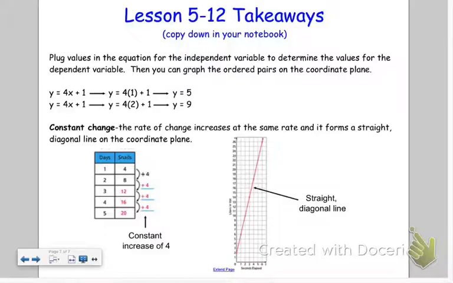And remember, constant change is a rate of change that increases at the same rate. It forms a straight diagonal line on the coordinate plane. So remember, if it's going to be a constant change or a constant rate, you're going to see a constant increase in your table. You're also going to see a straight diagonal line on your graph.